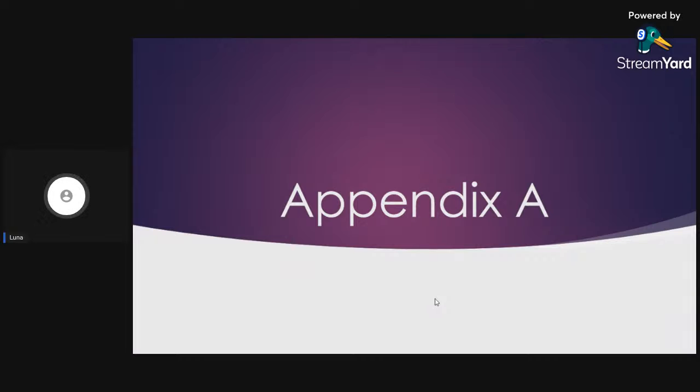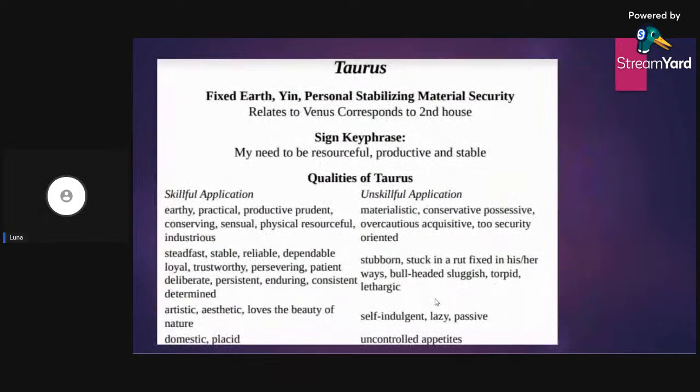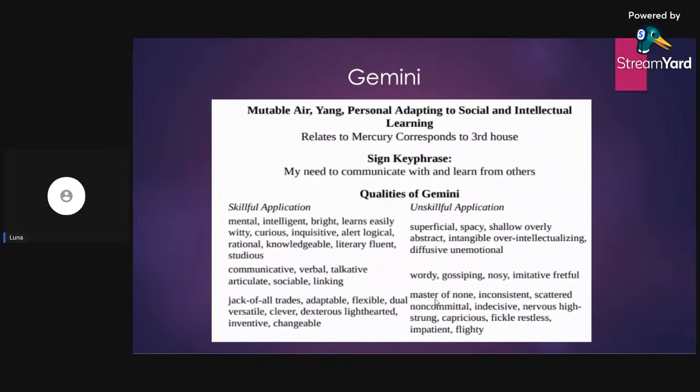The following slides are Appendix A and Appendix B. The optional journal entry. Write a few sentences on how you are expressing the moon's energy in your own life. The following questions may serve to stimulate and activate your thinking about the planets.